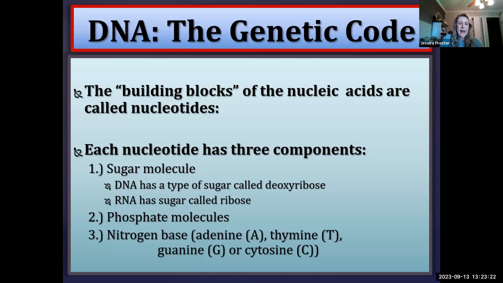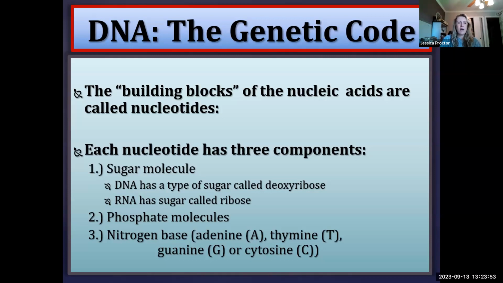The type of sugar determines whether it's a DNA molecule or an RNA molecule. DNA has a type of sugar called deoxyribose, which is where we get the D in DNA. If it's RNA, it's called ribose, which is where we get the R in RNA. So the sugar molecule type determines whether it's DNA or RNA.